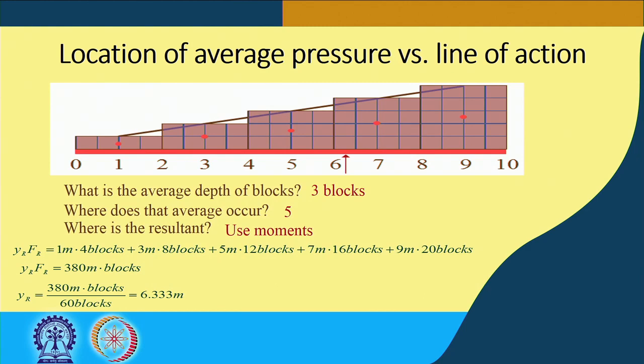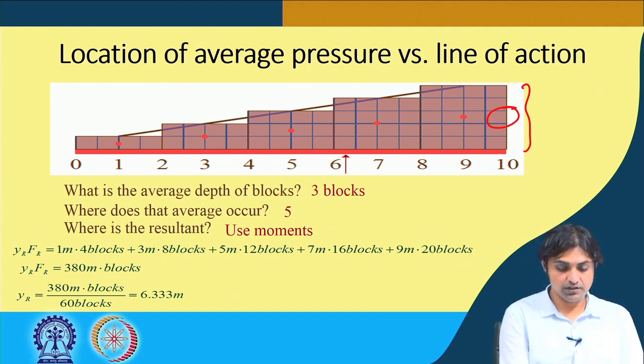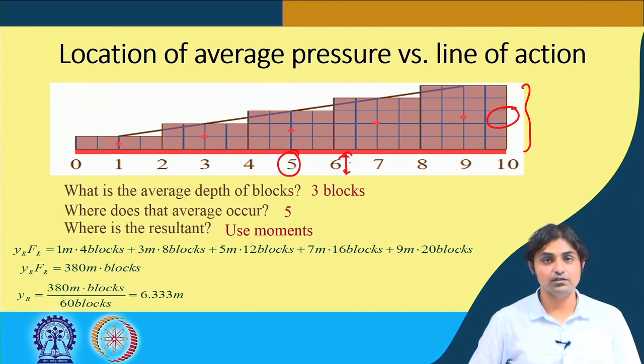Welcome back. I'm again starting with the last slide from the last lecture, and we figured out the average depth of the block. The average depth was 3 blocks here. Where does that average occur? It was at block number 5, and we found the resultant, and the resultant came on this.